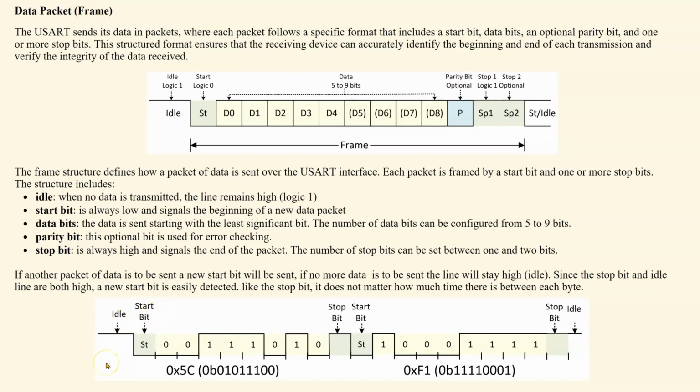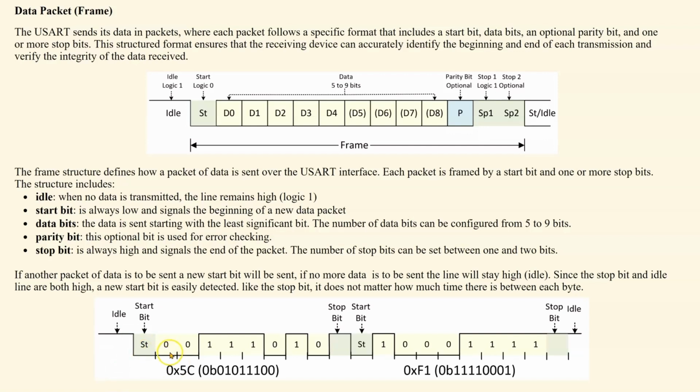I have shown an example of sending 2 bytes down the USART. We are sending hex 5C, which is this binary number, and then hex F1, this binary number. It's important to realize that every bit in this sequence is a fixed known length, and we describe that by the baud rate. So then when we send a start bit, we know it's this length.